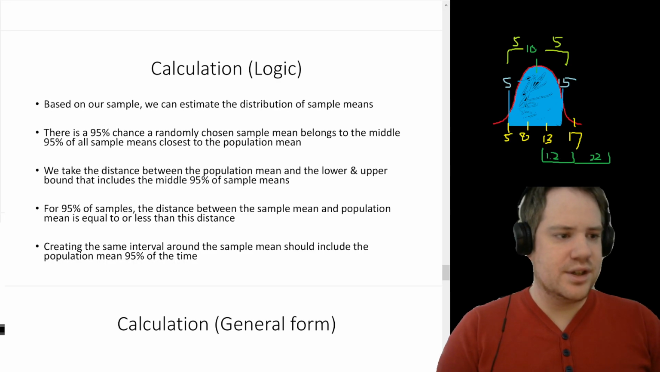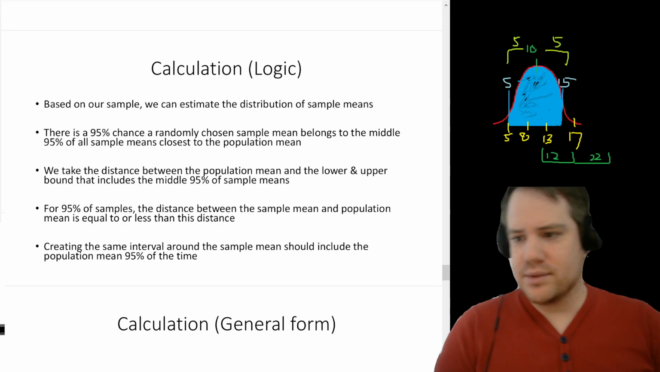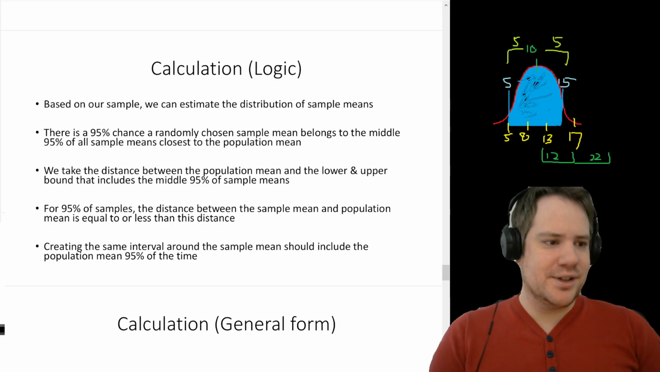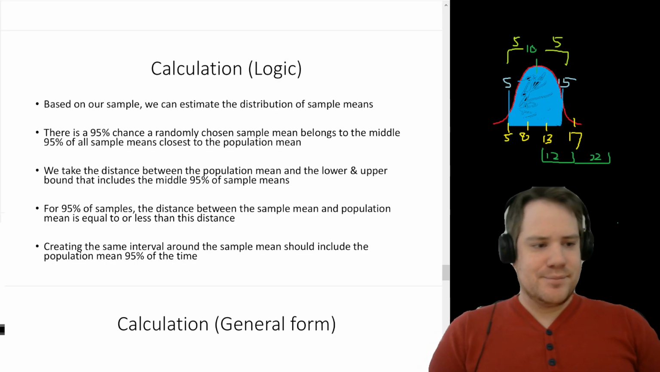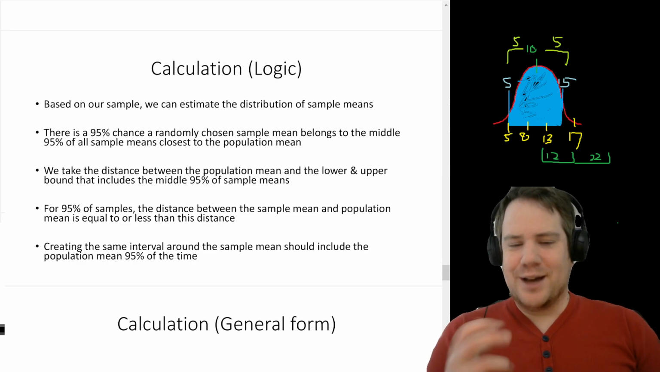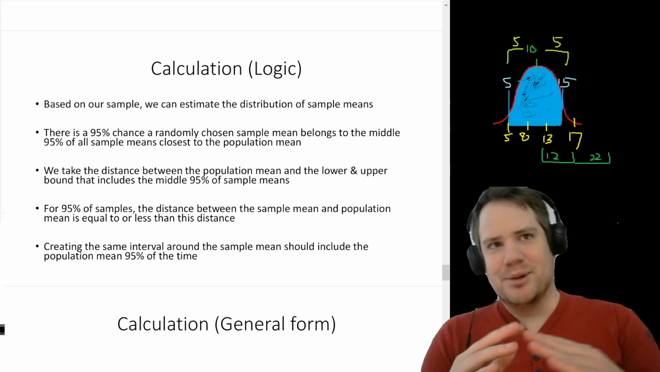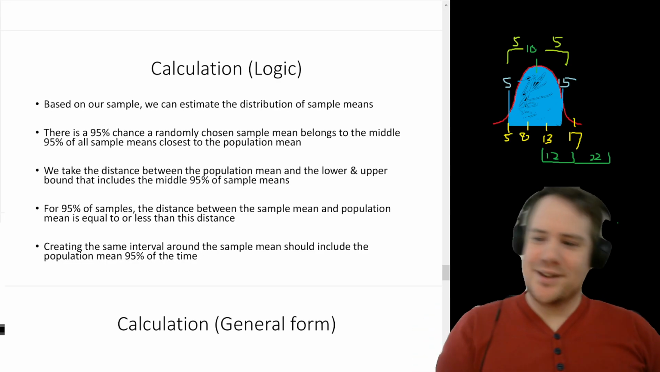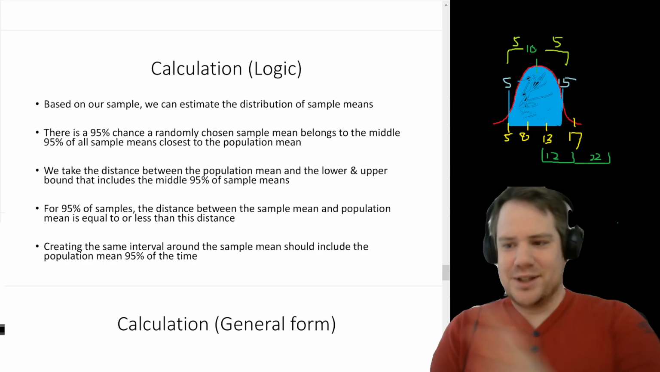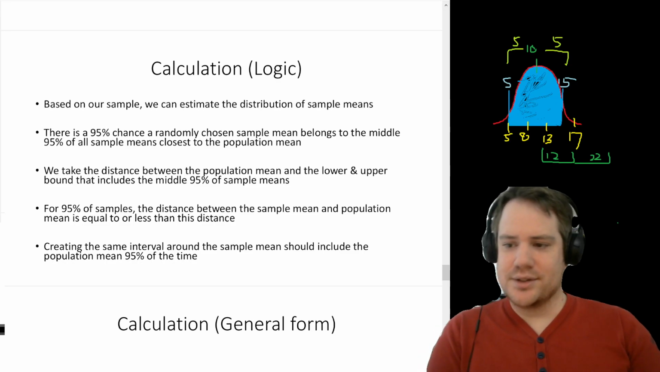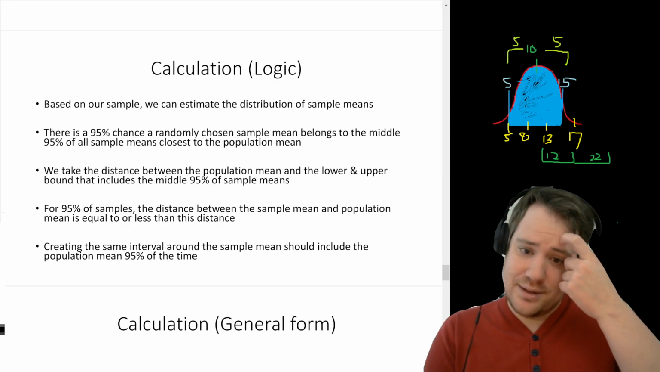And of course, that doesn't include the 10 that we saw before. So that's one of the 5% where it doesn't include it. So that's the logic behind it. You look at how the sample means are compared to the population mean, but then we use that logic to our advantage by swapping it around and saying that in 95% of the cases, the population mean is this close or closer to the sample mean.